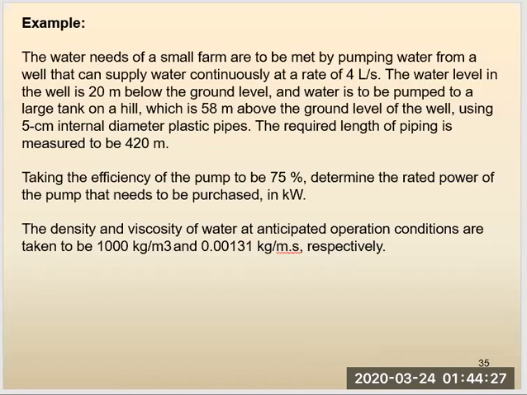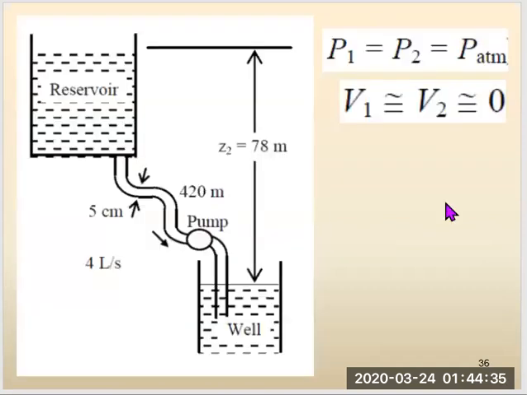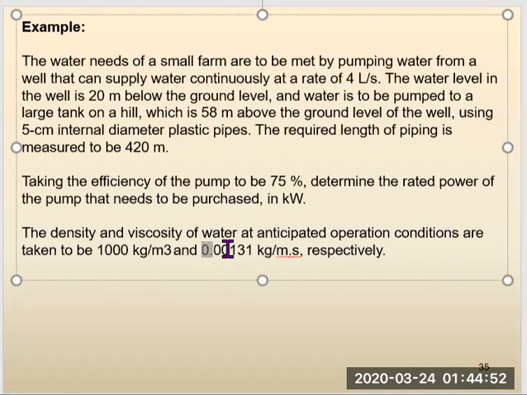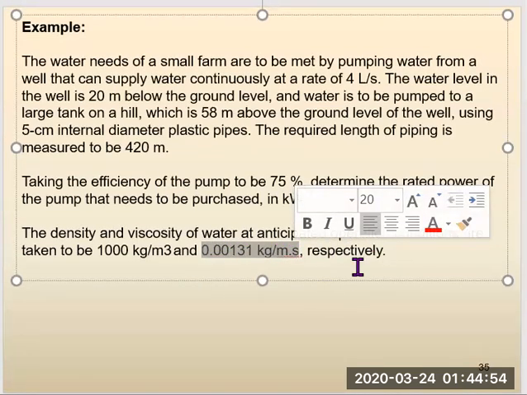By the way, you need to look at the unit and see if it's dynamic viscosity or kinematic viscosity. Here it was actually dynamic viscosity. The density and dynamic viscosity are already given. So again, it is very important to look at the unit and see if you are given the dynamic viscosity or kinematic viscosity, mu or nu.